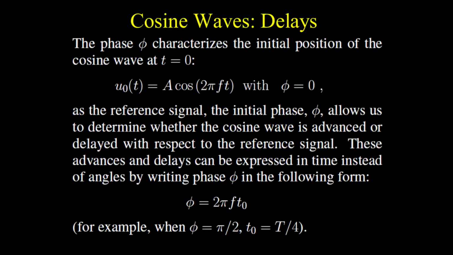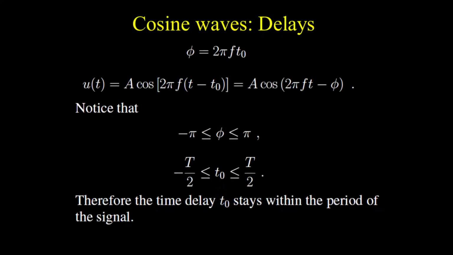The phase φ characterizes the initial position of the cosine wave at t = 0. As the reference signal, the initial phase φ allows us to determine whether the cosine wave is advanced or delayed with respect to the reference signal. These advances and delays can be expressed in time instead of angles by writing the phase φ in the following form. So we can express the delay in radians or seconds.